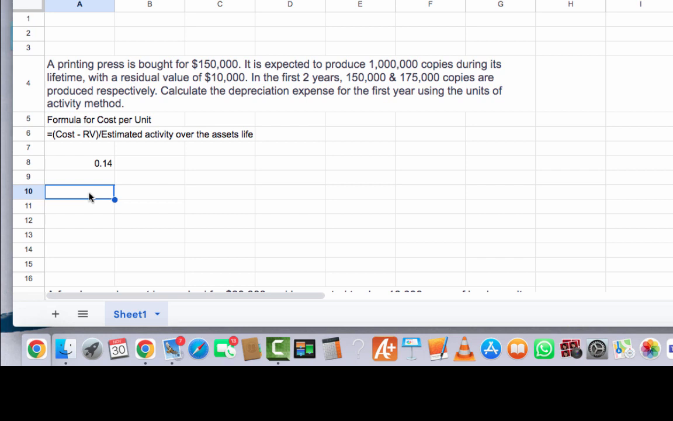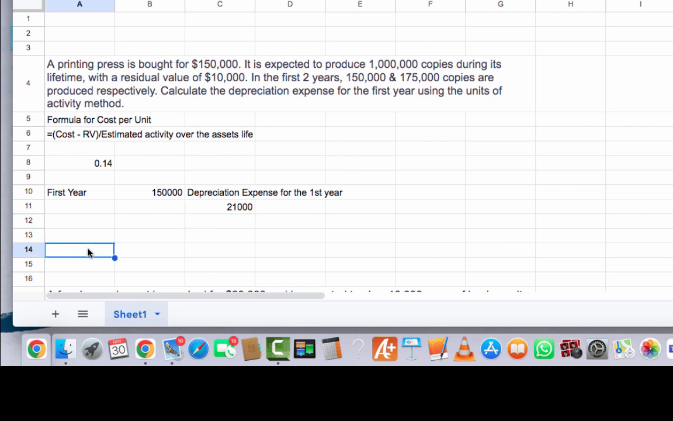Let's take our first year, which was 150,000 units, and get our depreciation expense for the first year. I'm going to put that right underneath it here. I'm going to start my spreadsheet with equals. This is the number of units involved times the rate. And that's what we're going to use as our depreciation expense in our first year.